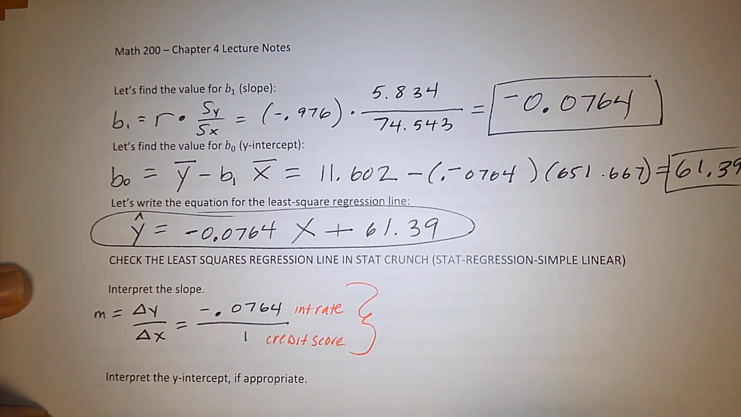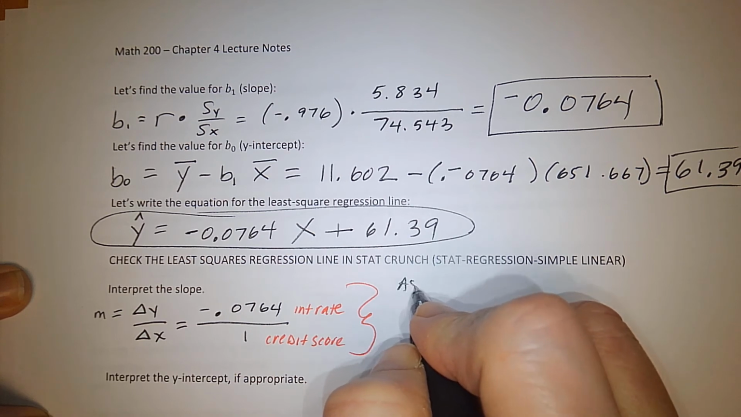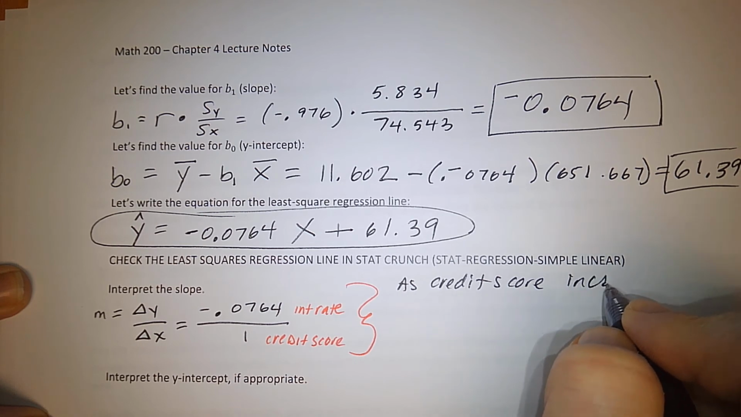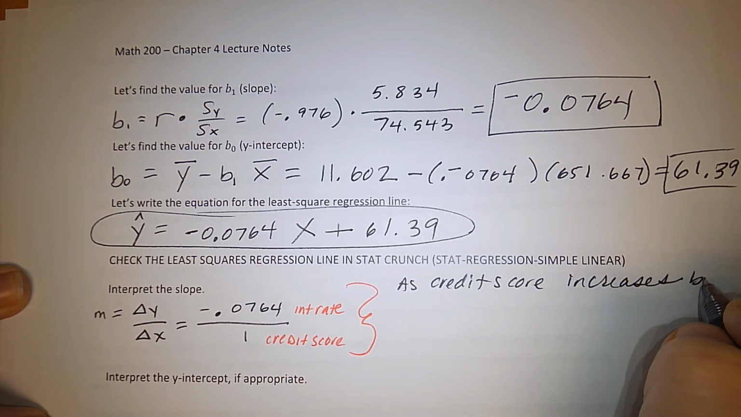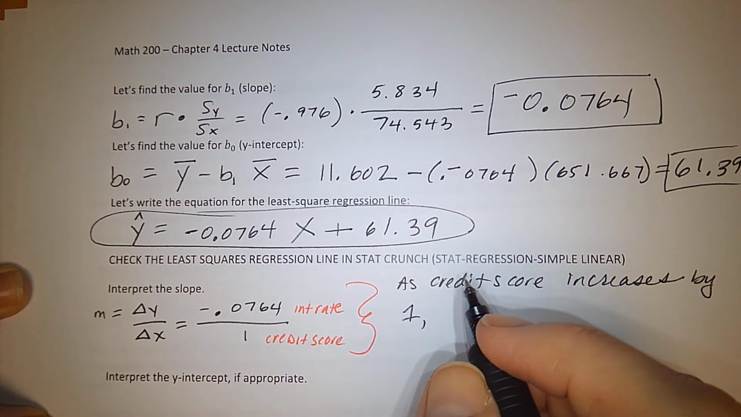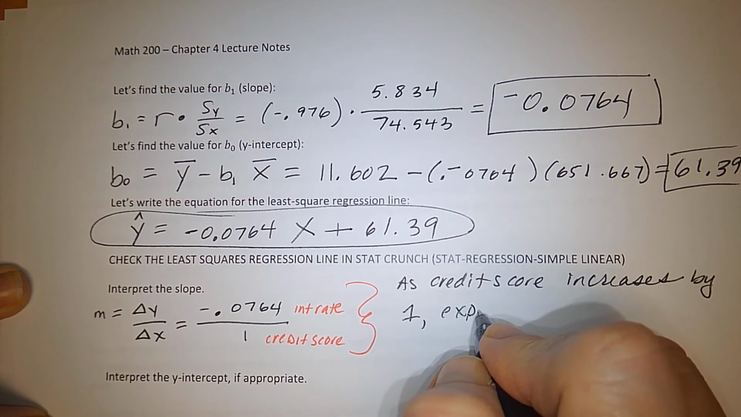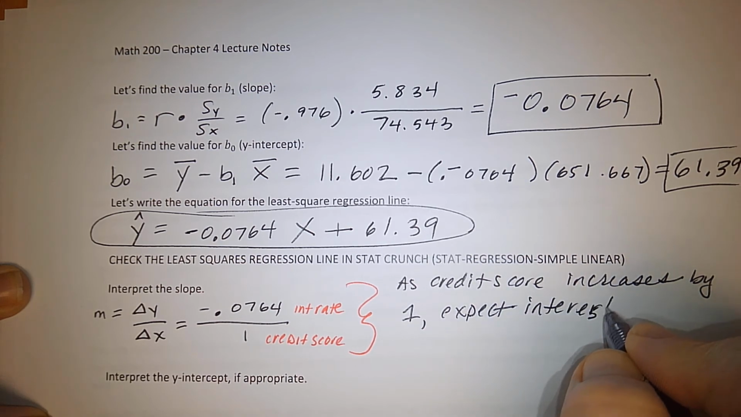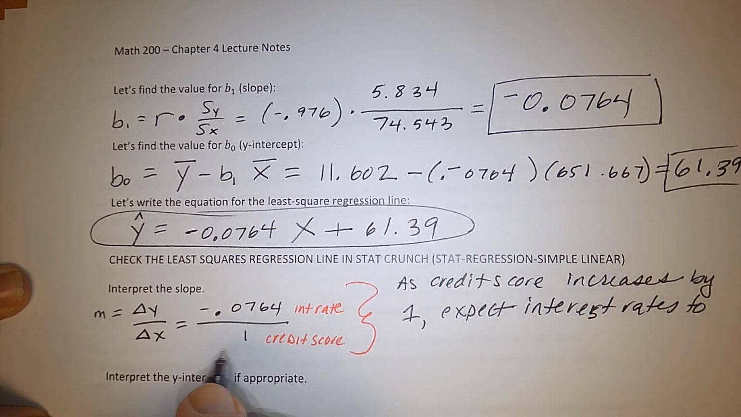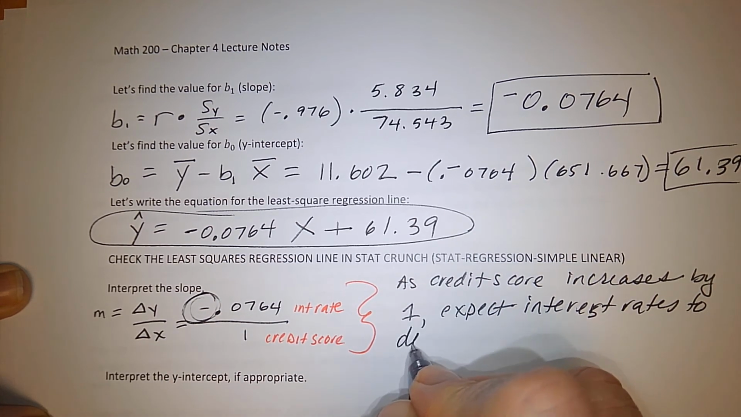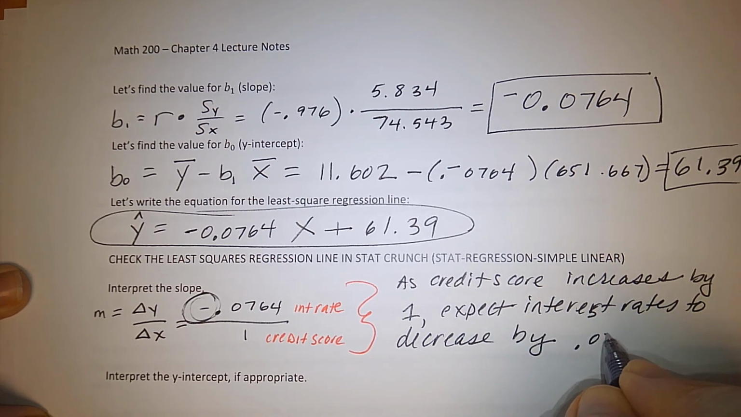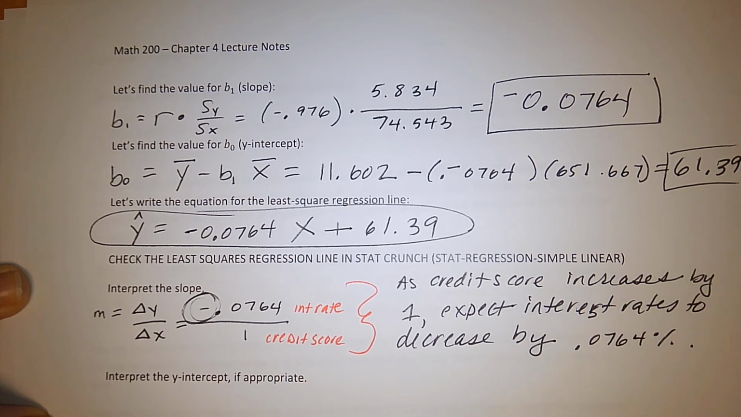So in an interpretation of that, I would state that for every one change in credit score, so as credit score increases by 1, we could expect interest rates to decrease by 0.0764 percentage points.